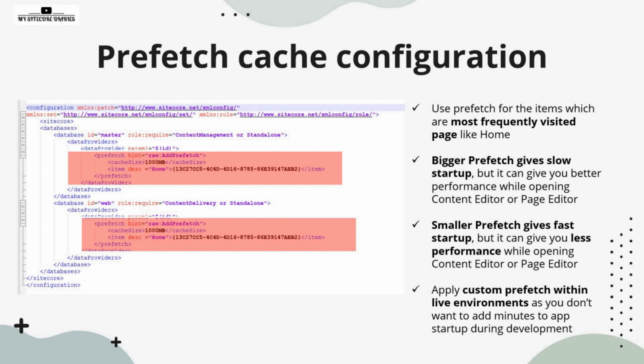But in case of development, you are doing it again and again, right? Make changes, then deploy it, restart the IIS. We are making the changes. So the ideal condition is that in the development environment you can have a smaller Prefetch cache, but in the live environment you can check what are the most frequently visited items and add them in the Prefetch cache, and it will help you for the performance.